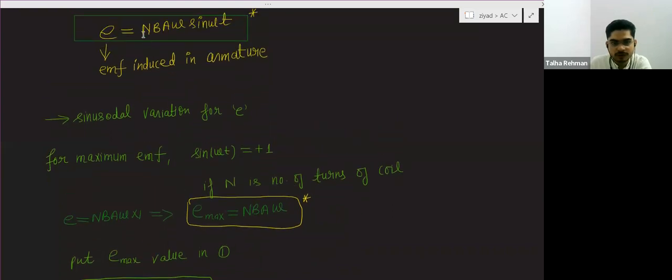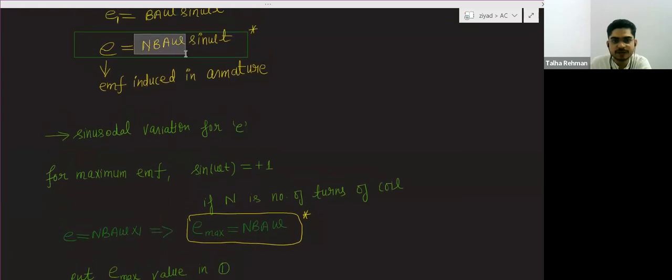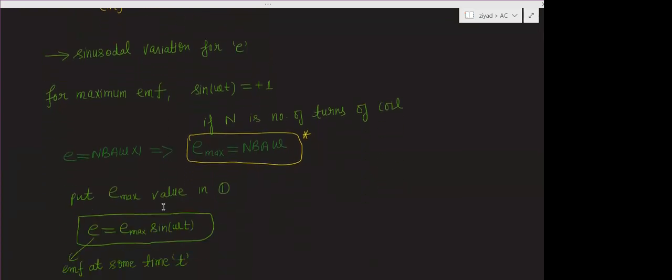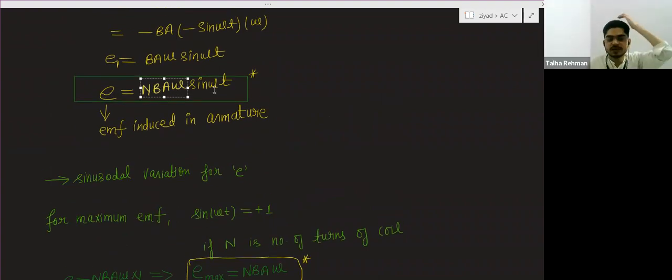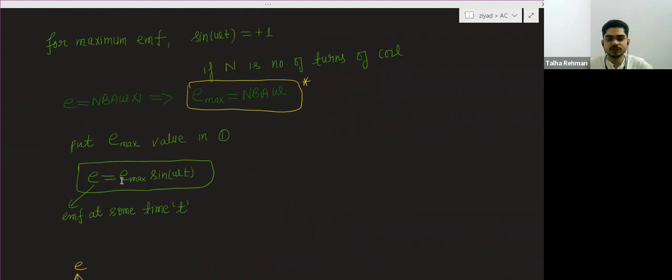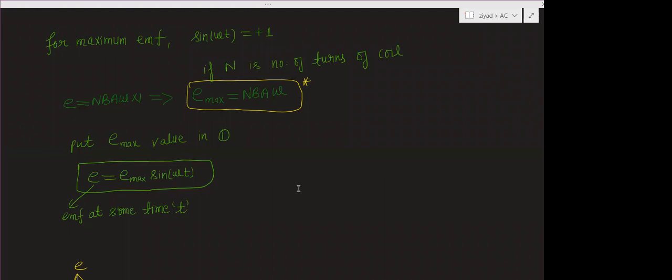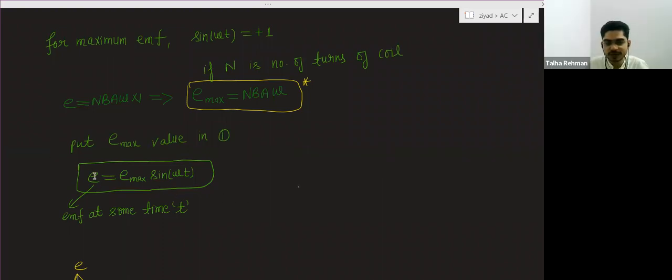Now this equation can be converted. This NBA omega can be written as E max. So this equation will become E is equal to E max sine omega t. So EMF at some time t is given by E max sine omega t. What is the value of E max? NBA omega.